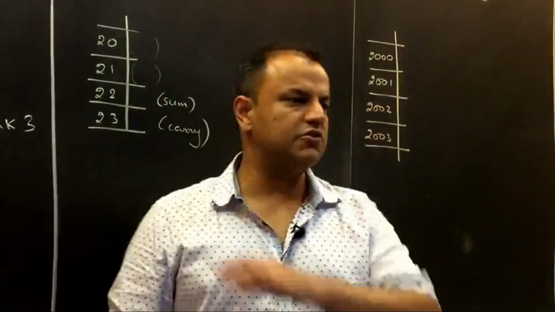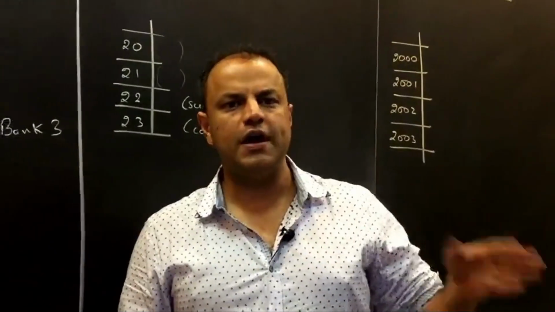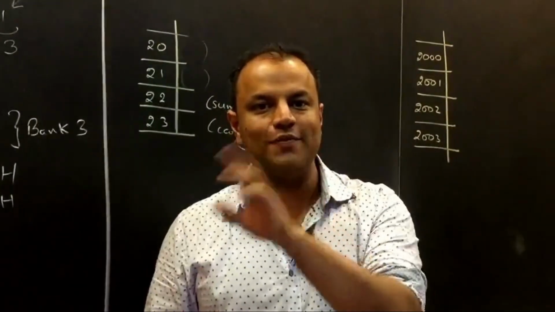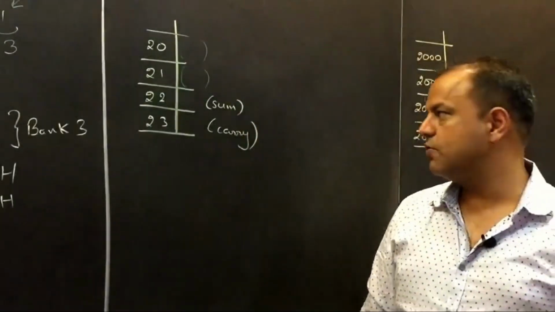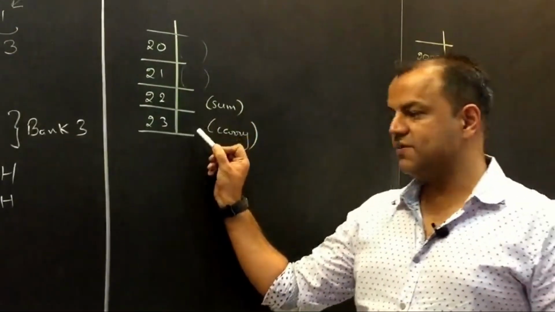Both these numbers are 8-bit numbers. Worst case scenario, they are FF. FF plus FF is 1FE. 1FE means your sum is FE and your carry is 1. So carry can never be 2, carry can be 0 or 1. So whatever is the sum will come here and what is the carry will come here.